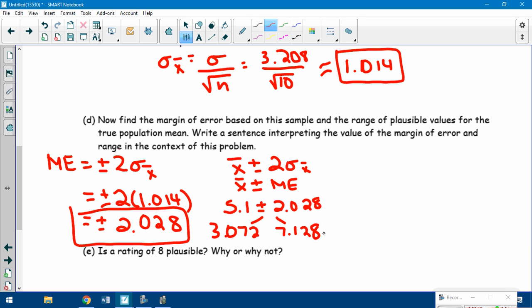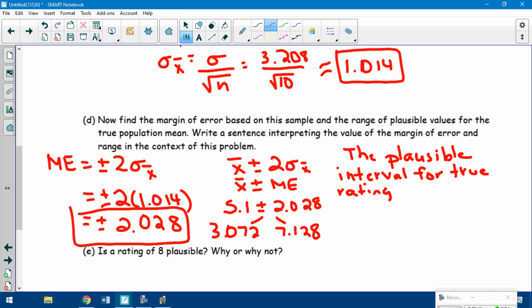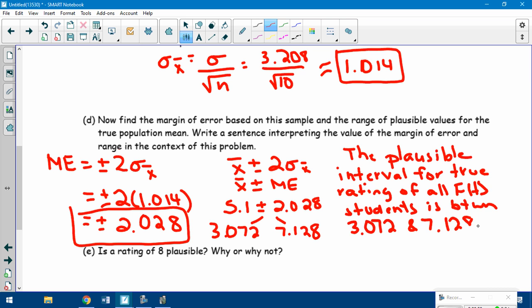Okay, so that's exactly what I'm going to write to interpret it. The plausible interval for the true rating of all FHS students is between 3.072 and 7.128. And again, that's a fairly big range.